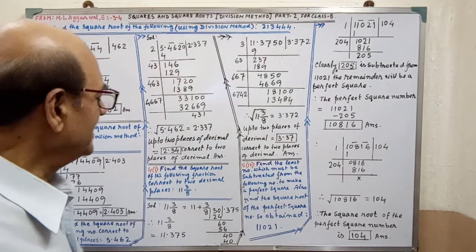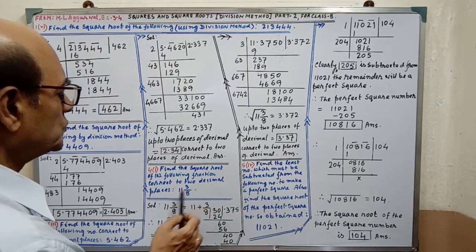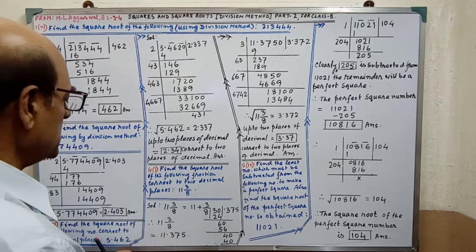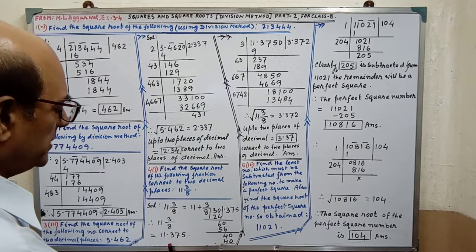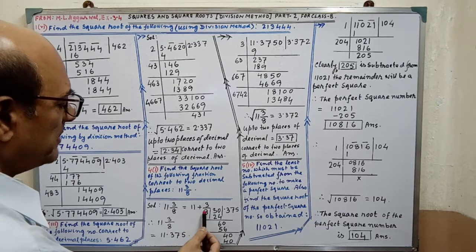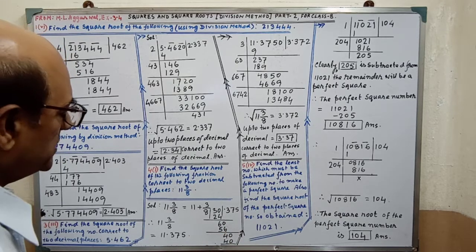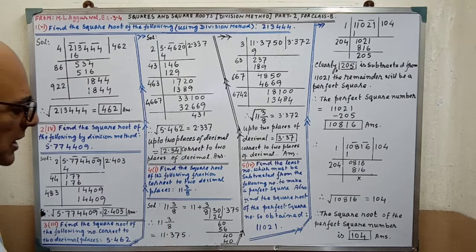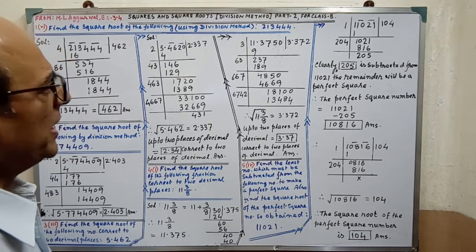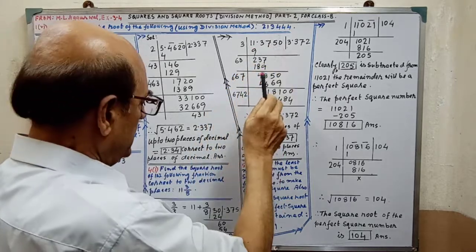This is the answer. Next sum, find the square root of the following fraction correct to 2 decimal places. Here is a fraction. This fraction we have to convert into decimal form. This is 11 plus 3 by 8. After taking division, by division we are getting 0.375. So this is why 11 and 3 by 8 equal to 11.375.